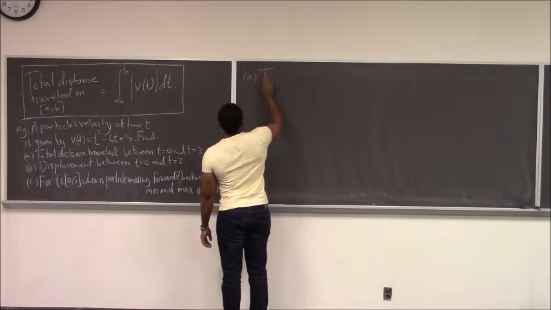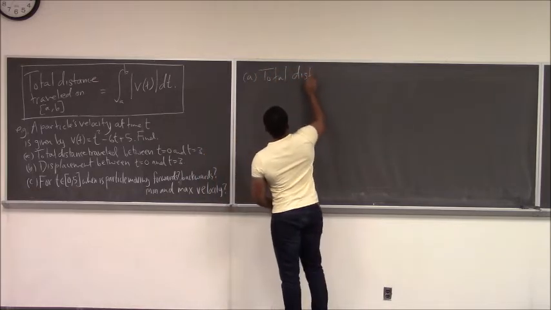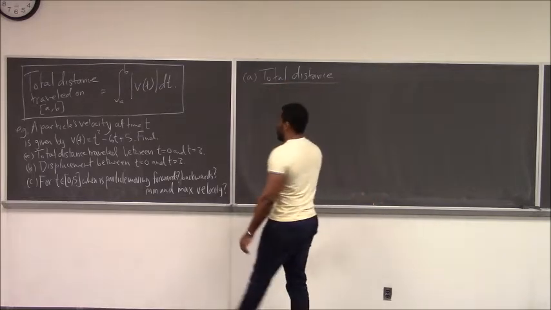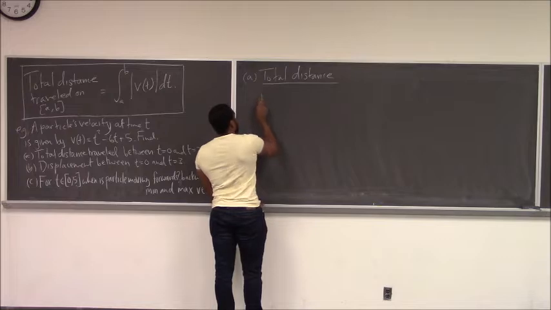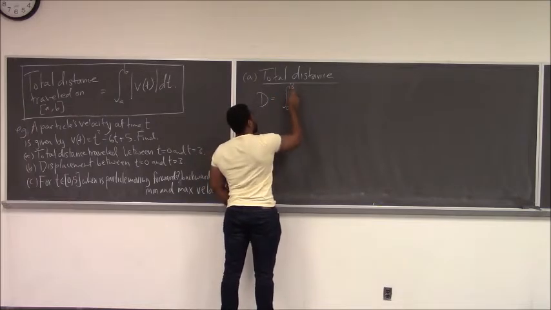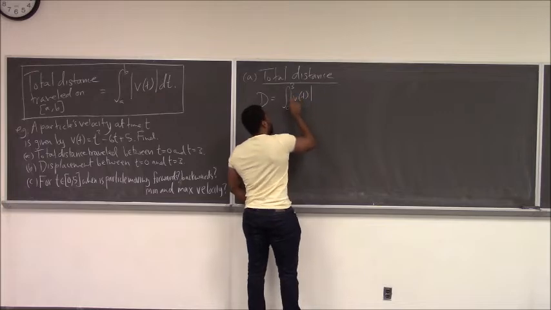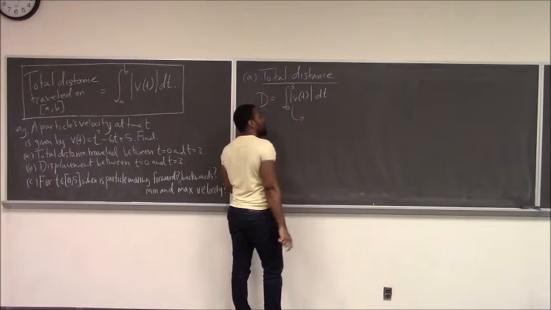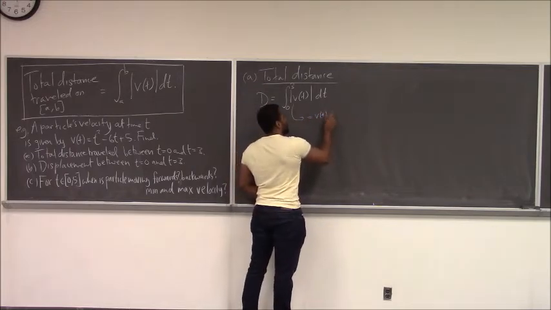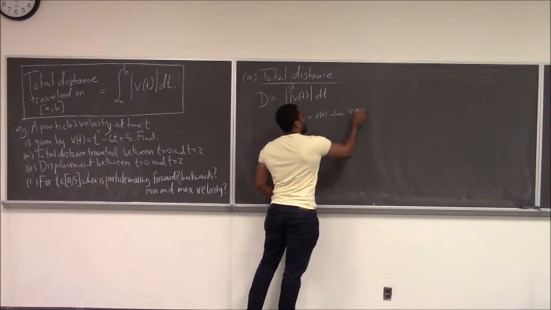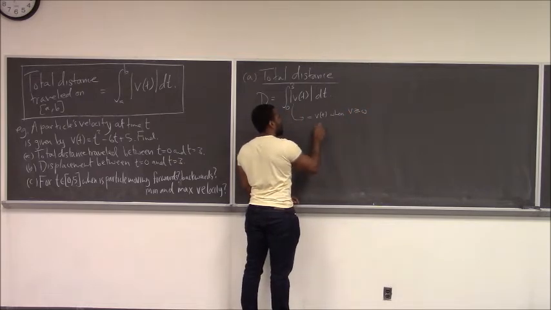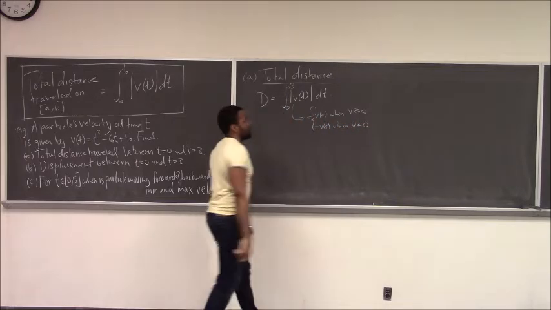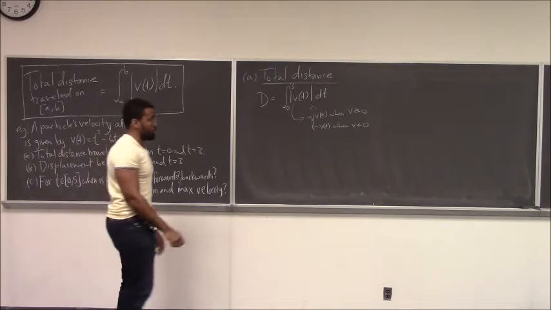A, total distance. This will simply be the integral from 0 to 3 of the velocity function in absolute value. Which means we need to know where this guy's positive or negative, because this will be equal to v of t when v is positive. It will be equal to minus v of t when v is negative. So the first thing we have to do is figure out those two situations.